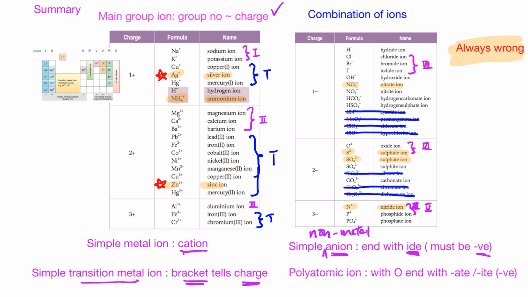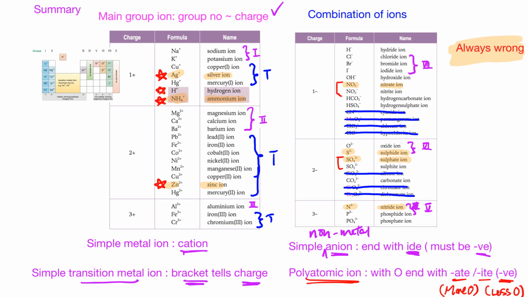And then on the right-hand side, we talk about polyatomic ions. Most of them are negative. We do have an exception: you have the ammonium ion, which is a positive polyatomic ion. And if you have oxygen with it, normally they will end with ATE and ITE. ATE means more O, ITE means less O. So the most important ones will be sulfate, nitrate, nitrite. This is very, very important.